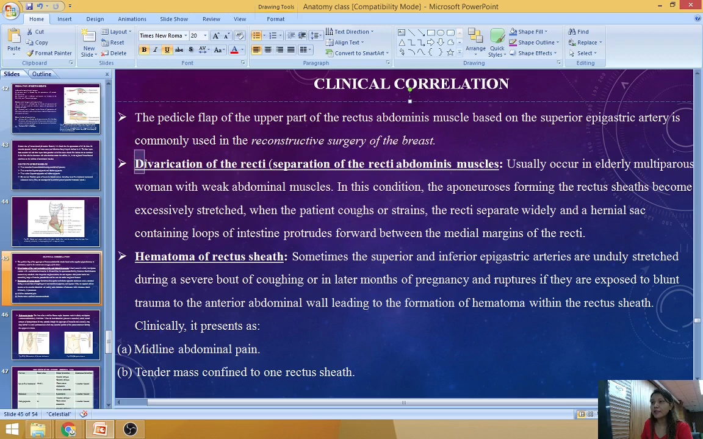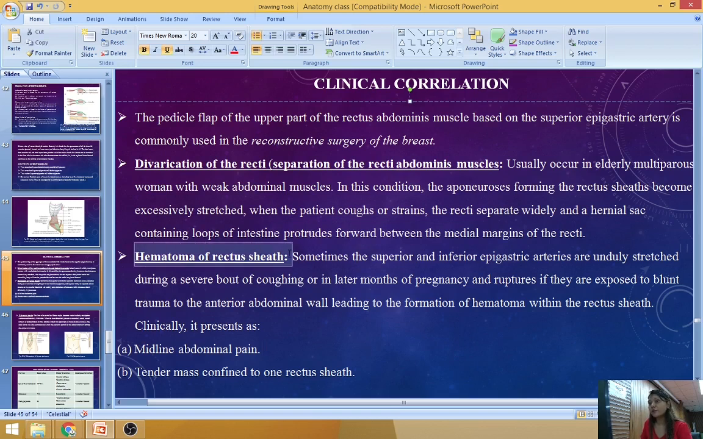Second is the divarication of the recti. What is divarication of the recti? If the rectus abdominis muscle separates, it is known as divarication. When does it occur? Normally in an elderly multiparous woman; if a woman has given birth to several children, she will have a weak abdominal wall. So in this condition, the aponeurosis of the rectus will become excessively stretched, and if the patient coughs or strains, the recti will separate widely, and a hernial sac containing a loop of intestine will protrude between the margins of the recti. So this is known as divarication of recti.